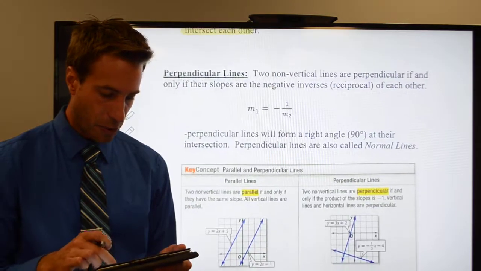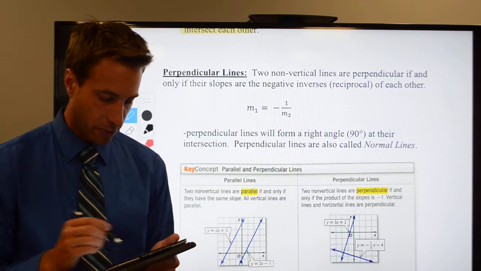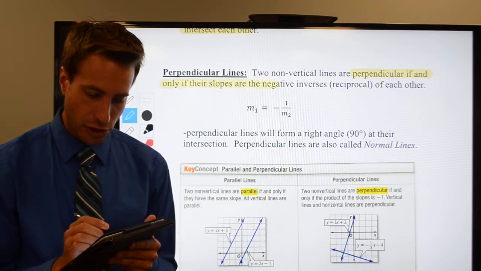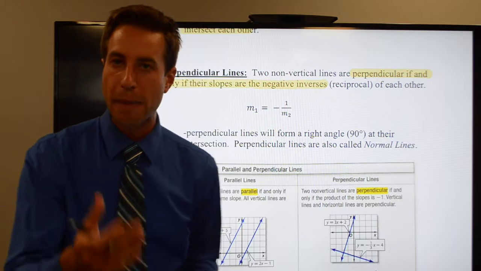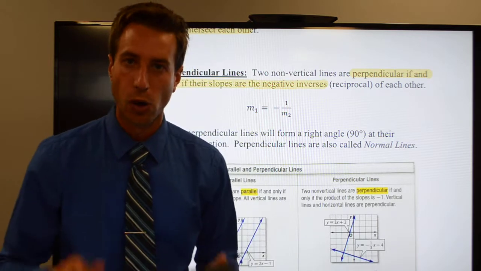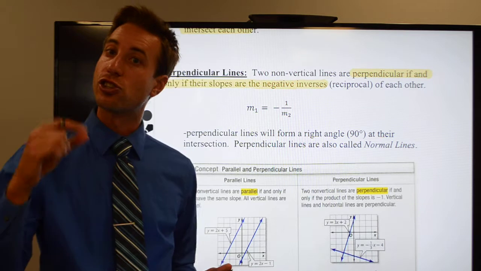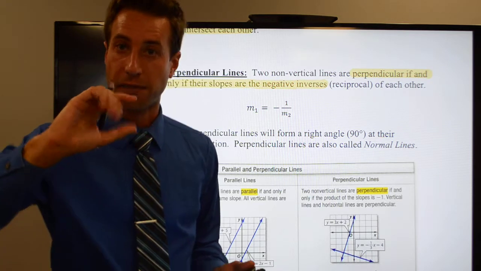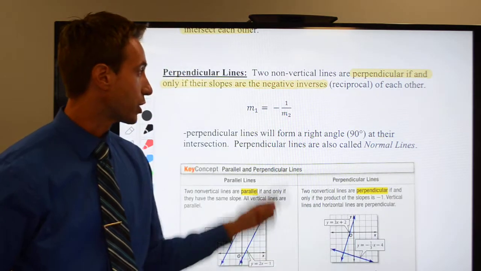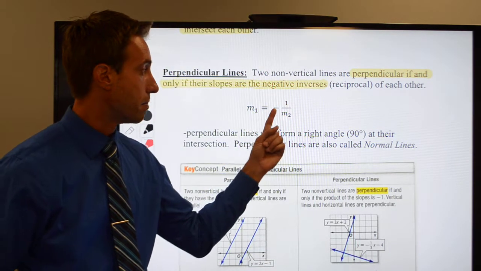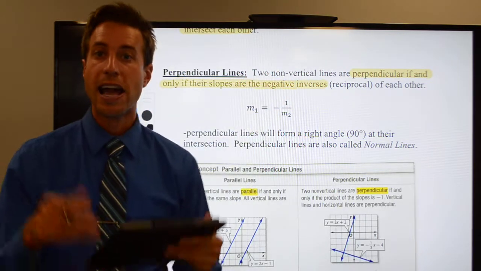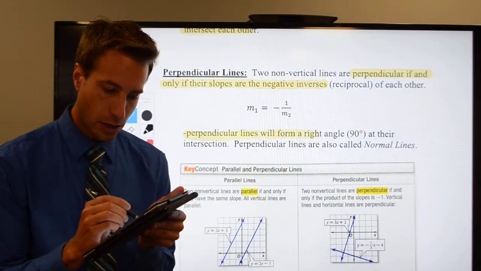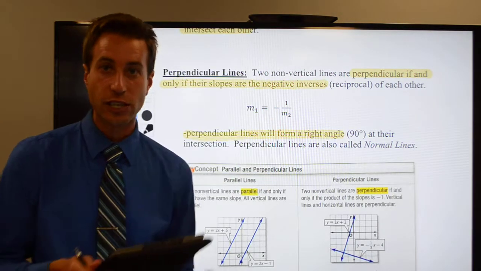All right, for perpendicular lines, what you should remember is that they are perpendicular if and only if their slopes are negative inverses. You may be more familiar with the term reciprocal. All it means is you're going to take the slope of the line you're given, make that slope negative and flip it. Make it negative and flip it. So here's what you got. If this is the slope of the line you're given, make it negative, flip it over, and you have your perpendicular line. Remember, perpendicular lines are going to form right angles. They're going to be 90 degrees to each other.